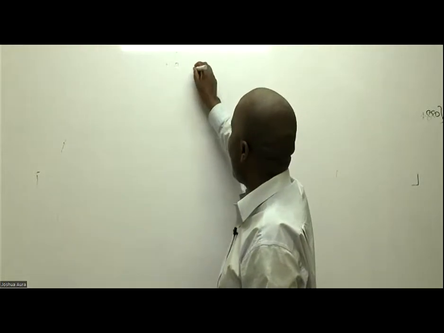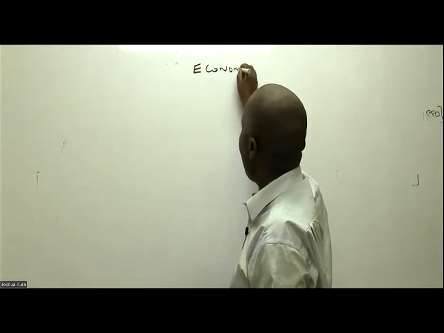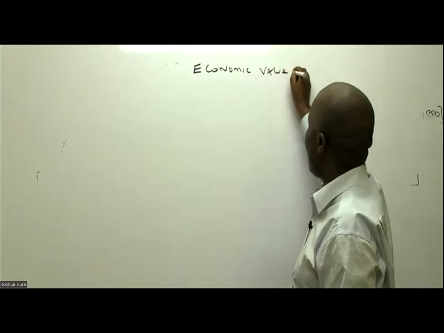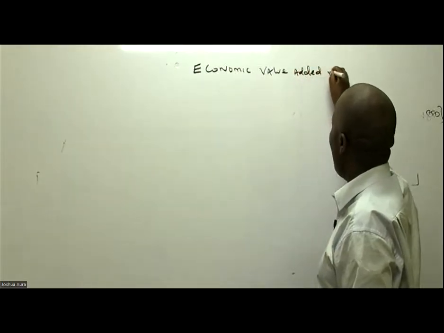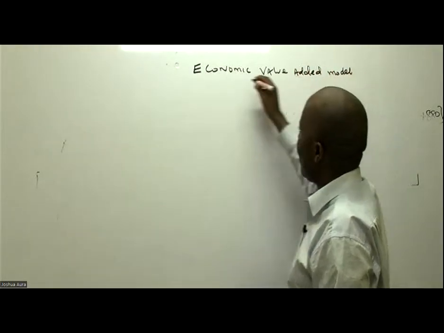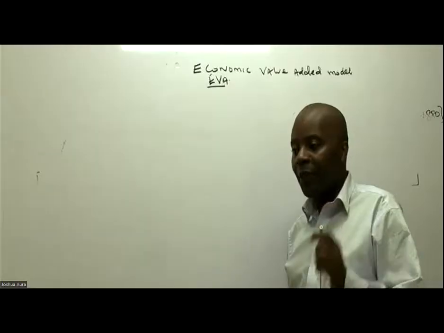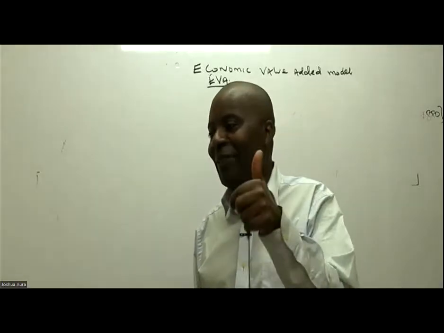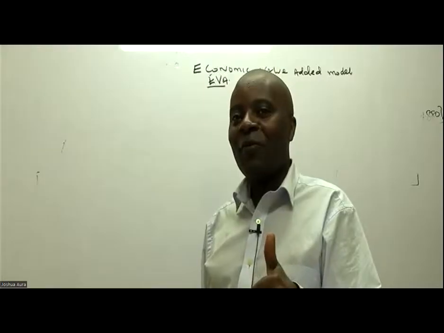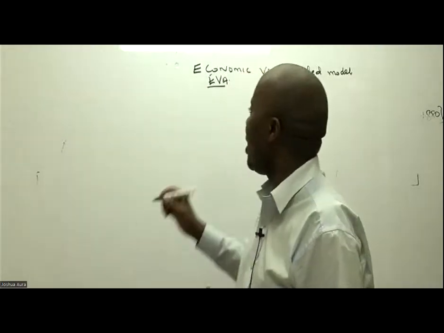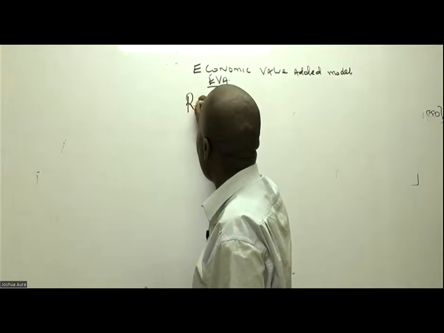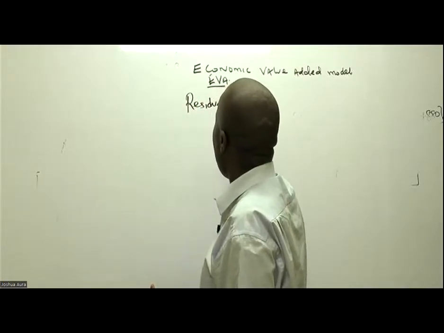So right now, ladies and gentlemen, we are doing what we call the Economic Value Added model, very popularly known as EVA. Remember, EVA borrows heavily from residual income. So we cannot really start this EVA model without you telling me, how do we get residual income?